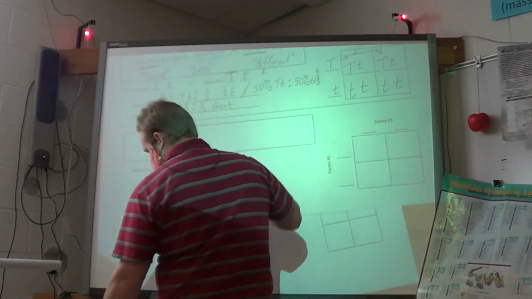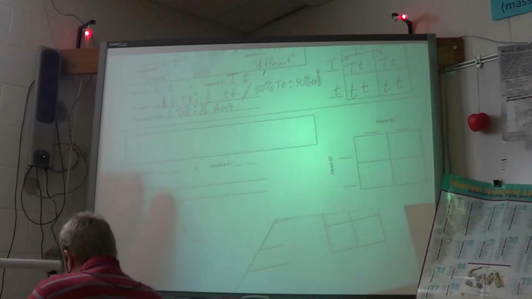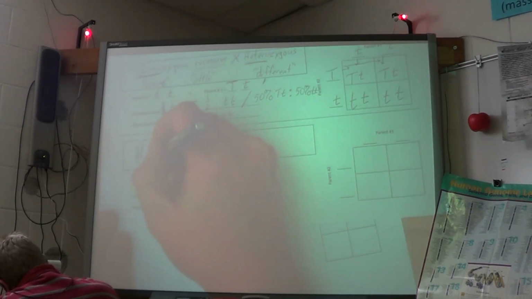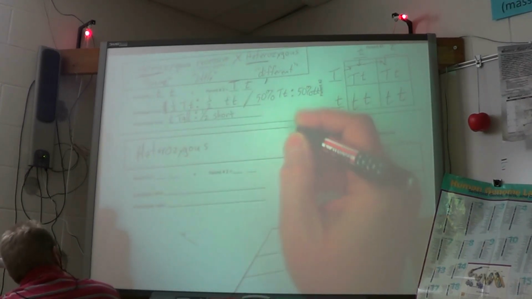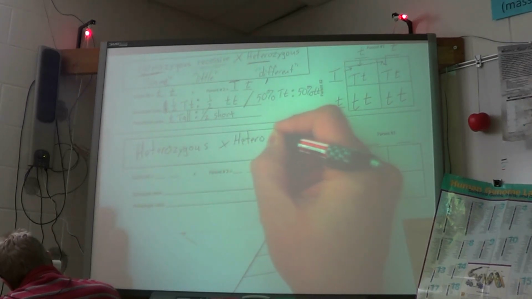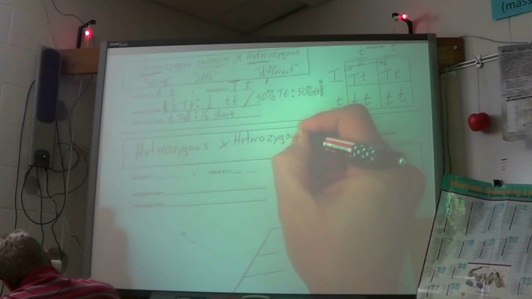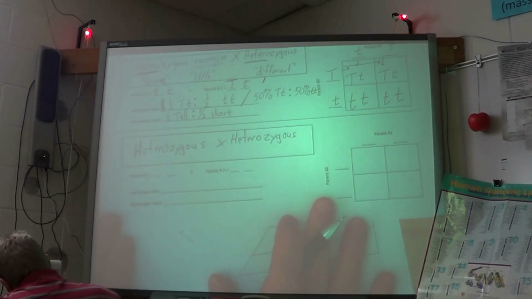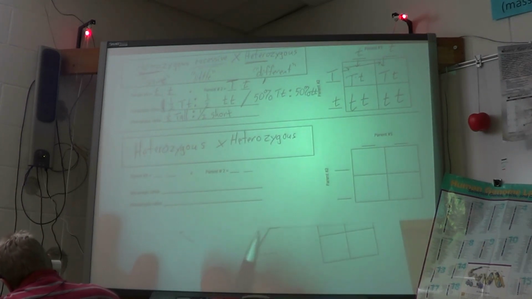So, when we start looking at this next one, I'm just going to make these up. We're going to say that if parent number 1 is heterozygous, and we cross a heterozygous with another heterozygous, what would we get? So this is just meaning cross. If they were to sexually reproduce, what would we get for them?